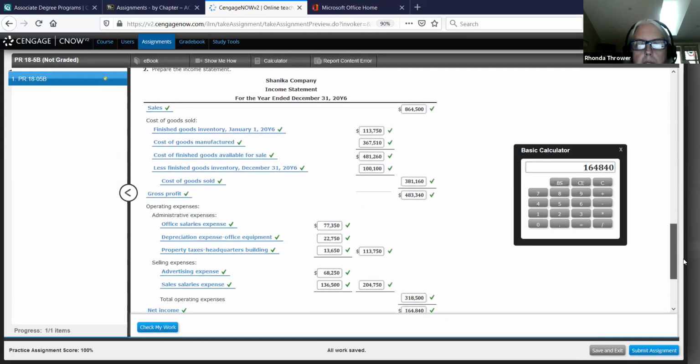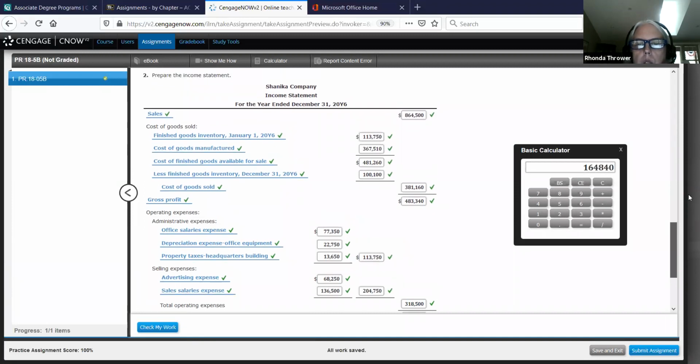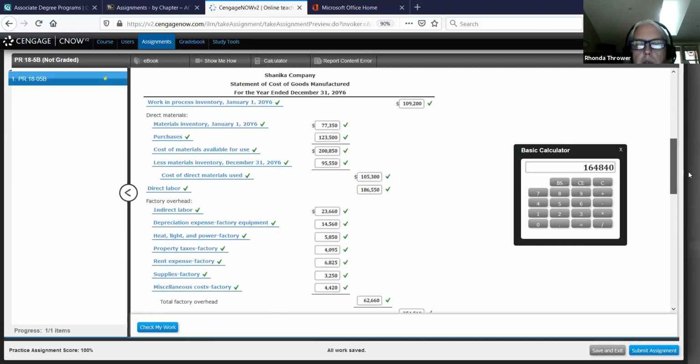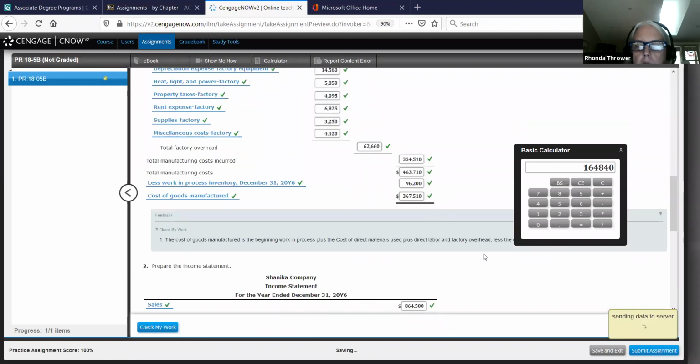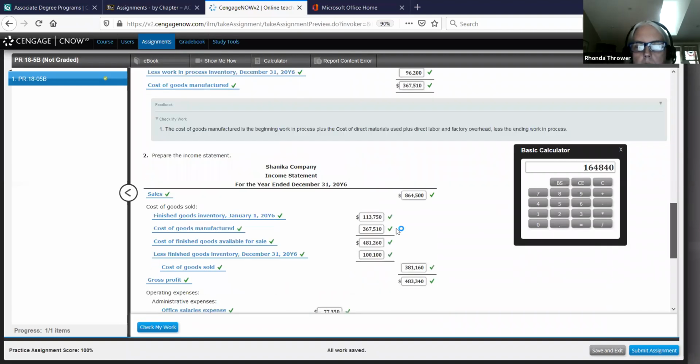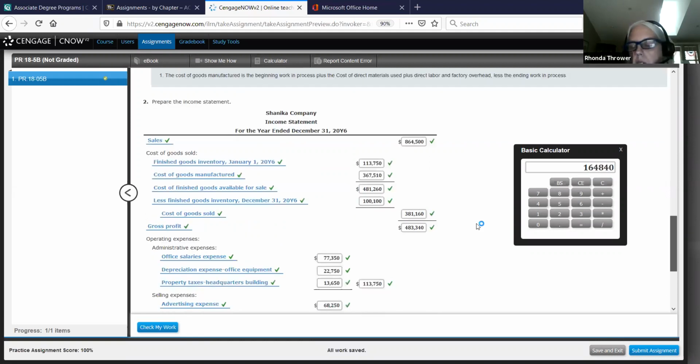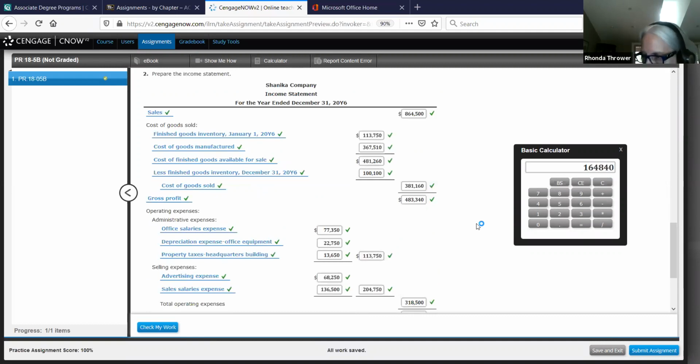So if you want to go back and take a good look at that, and the cost of goods manufactured, it's very important to do this first because this information here feeds into the cost of goods sold right here. And then the cost of goods sold, this amount right here, feeds into your income statement. I have seen cost of goods sold statements created separately from the cost of goods manufactured and the income statement, but in this case, they've combined it all together.